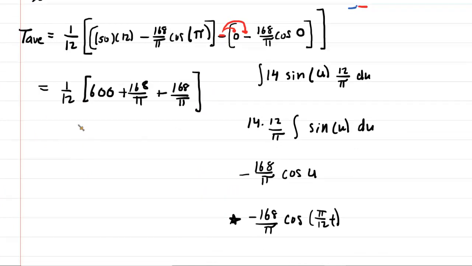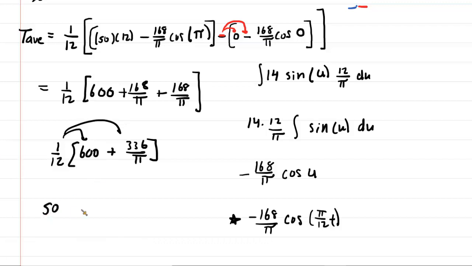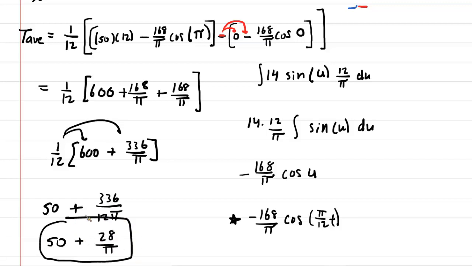We could clean it up if we want to get a little fancy. 168 over pi plus 168 over pi. You just add the numerators and you get 336 over pi. If you wish, then you can distribute the 1/12. 1/12 times 600 should just be 50. So you get 50 plus, and then 1/12 times the 336 over pi is 336 over 12 pi. Looks like 336 does divide by 12. So 336 divided by 12 is 28 with a pi underneath. And that would be the final answer for the average temperature.